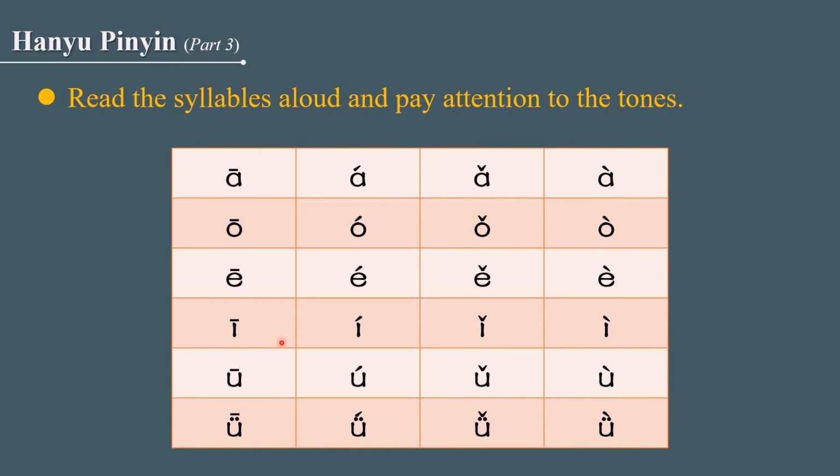Alright, let's practice more of the 4 tones. First, row by row. Follow me. A, a, a, a, a. O, o, o, o, o.